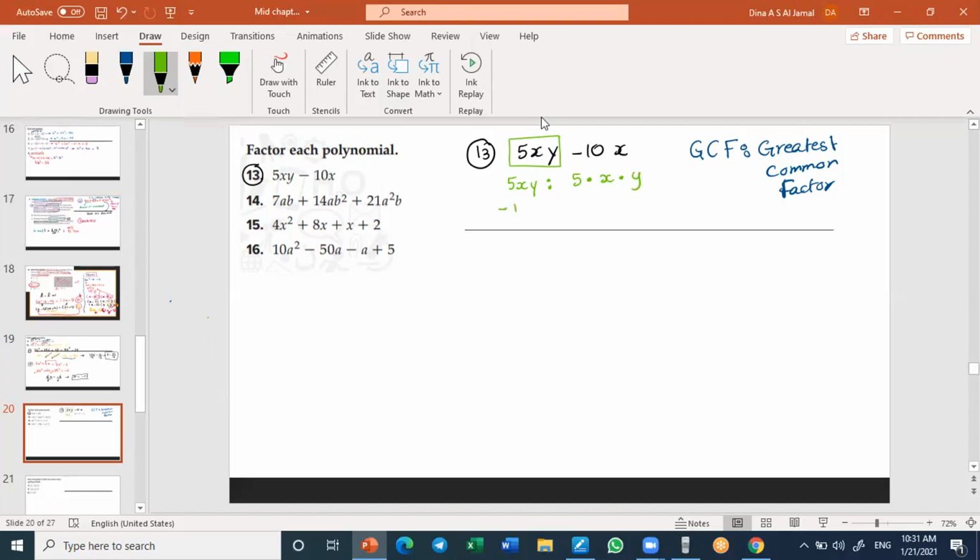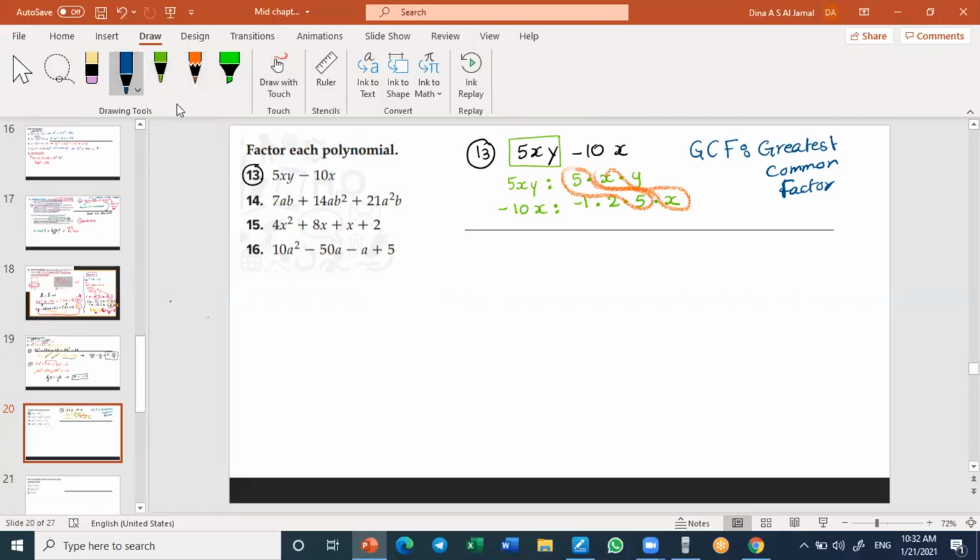Now let's go to minus 10x. If I multiply minus 1 by 2 by 5 by x, I will get minus 10x. Now let's pay attention to this. When I have the greatest common factor, that means I should find the common factor between all the terms that I have. That means I have my 5 and I have my x.